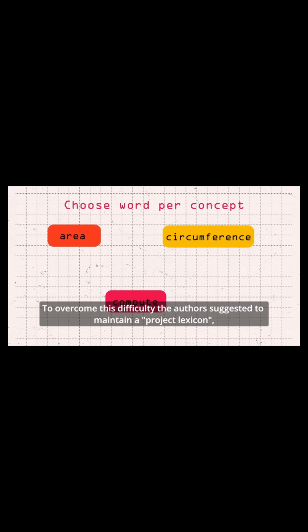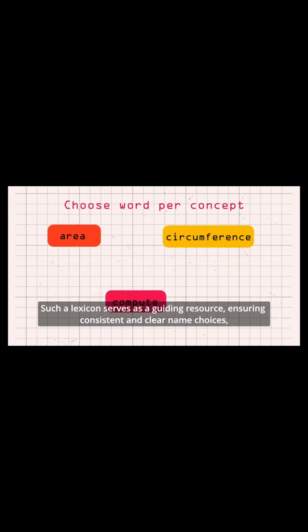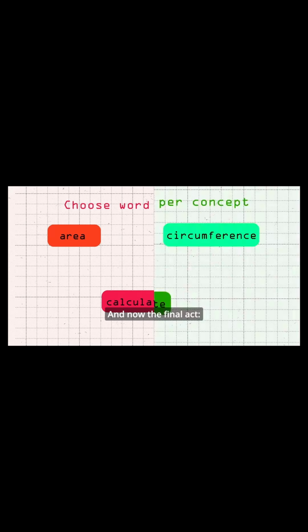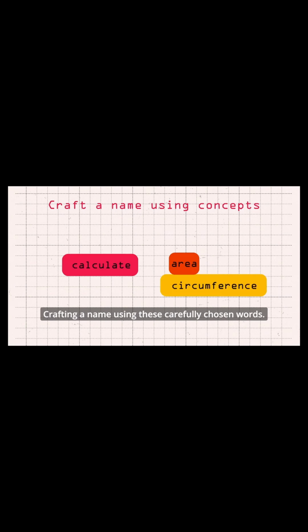To overcome this difficulty, the authors suggested to maintain a project lexicon, which is a fancy word for a repository that documents important definitions and alternative synonyms. Such a lexicon serves as a guiding resource, ensuring consistent and clear name choices, eliminating confusion along the way. So here we would decide to go with the word calculate and be consistent with this choice throughout the code base.